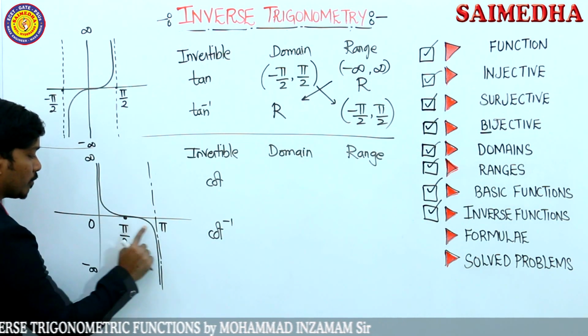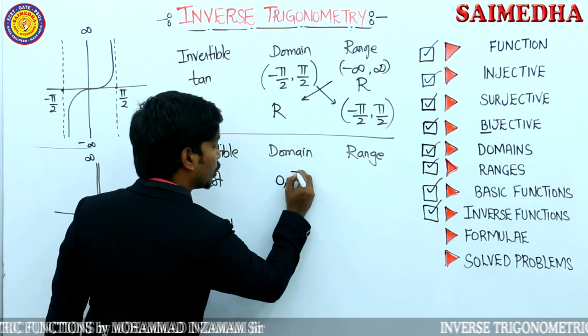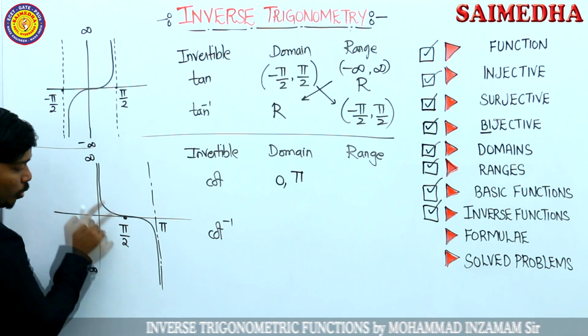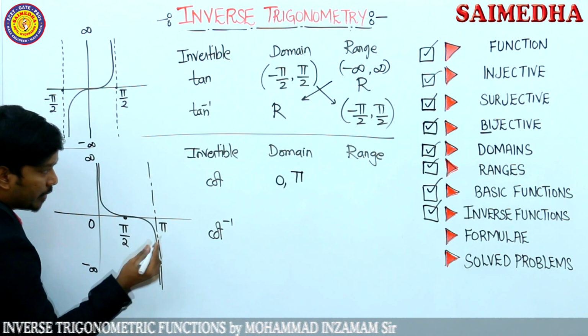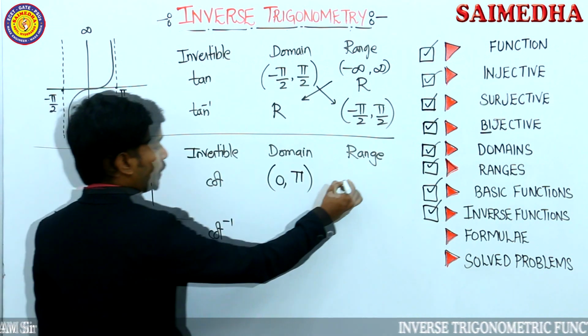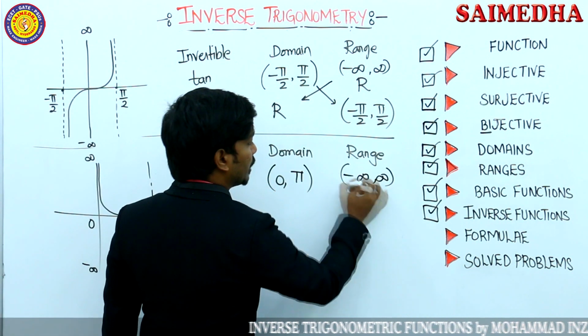What is the x value guys? What are the x values? 0 to pi. 0 to pi. Curve చూడండి. Is this curve line touching the y axis? No. Is this curve line touching this pi line? No. So which bracket? Open bracket. Minus infinity to plus infinity. And minus infinity to plus infinity, that is denoted with.